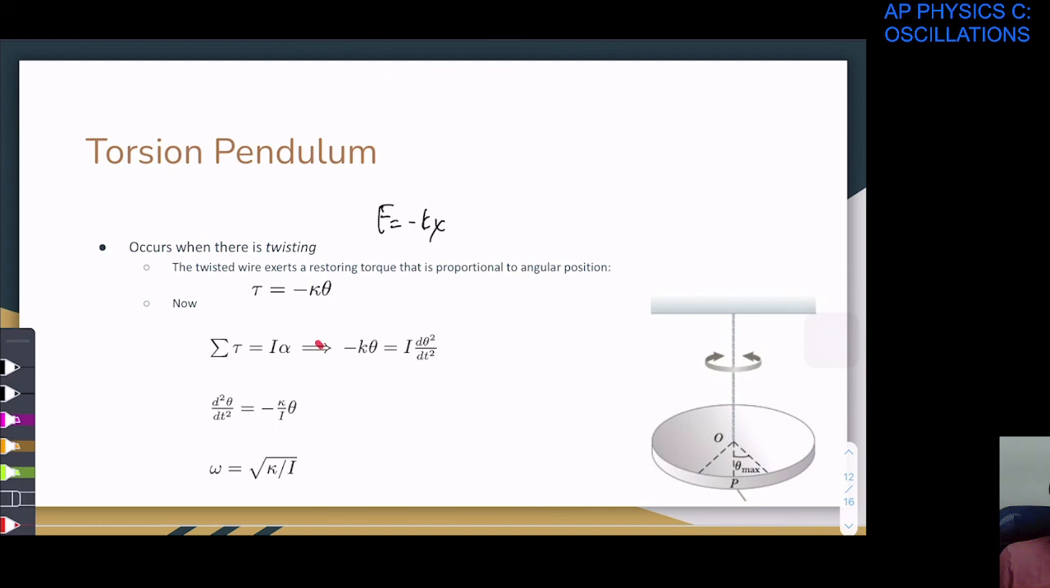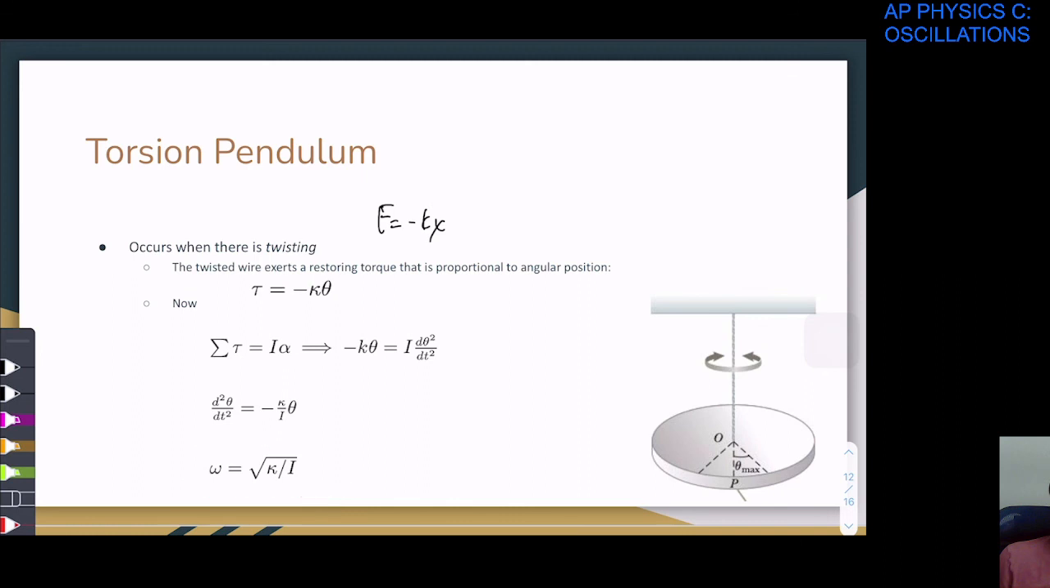So we can just equate these two. Minus kappa times theta is equal to I times alpha, and alpha is the second derivative of angular position. Solving for this term, we get the second derivative of theta is equal to minus kappa over I times theta. Of course, kappa and I are both constants, so we can do the same thing again. We define omega is equal to the square root of kappa over I, which is our moment of inertia. This is our omega, and now we know omega.